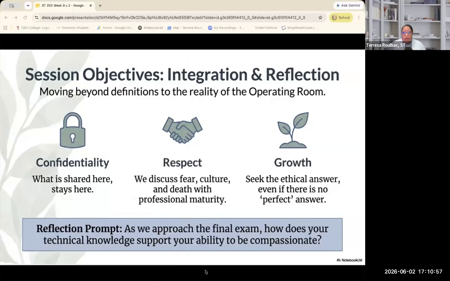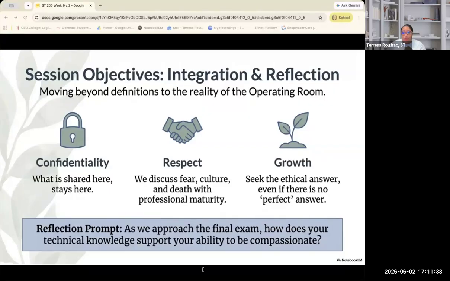In this space, what is shared here stays here. We are going to be discussing very sensitive topics this evening: fear, end of life situations, ethical dilemmas. I want y'all to be respectful of each other. It will be much harder in a clinical setting if you can't, okay? We're going to be talking about culture, fear, again, grief, sometimes uncomfortable realities. I'm going to share with you some experiences that I have had. You may not agree with everyone's perspective, okay? But you do have to remain professional.